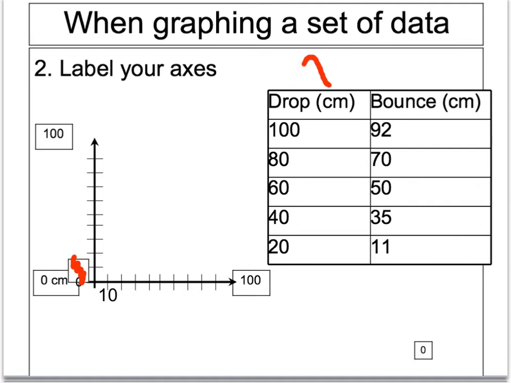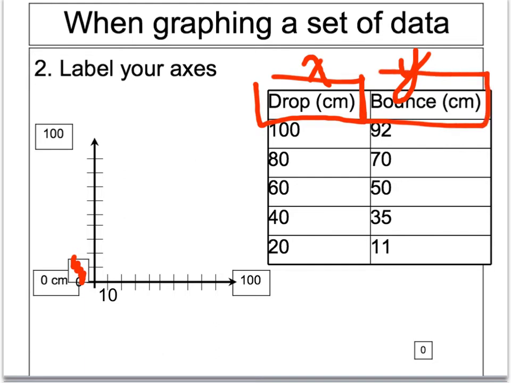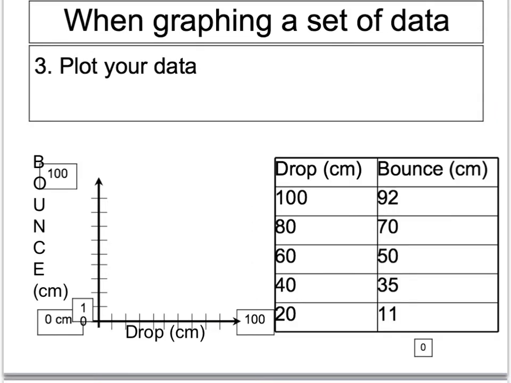Next up, I have to actually label my axes. Remember I said this is usually graphed x, y. So what I will do is simply take the labels from my chart and use them to label the x and y axes. Alright, notice what I've added to the graph. I put drop in centimeters down here at the bottom. I put bounce in centimeters over here at the side. Not the prettiest thing ever, but my axes are clearly labeled, including someone would know what units I'm using, centimeters. Very important. Alright, axes scaled, axes labeled, ready to graph.